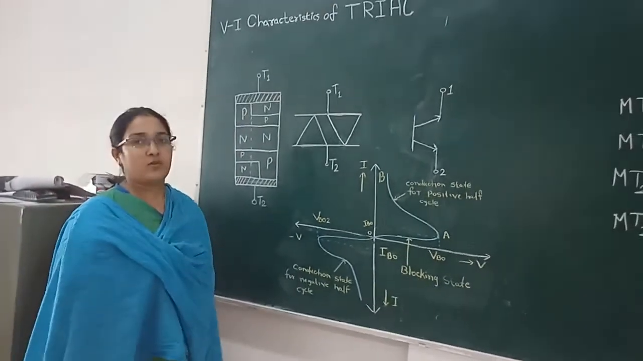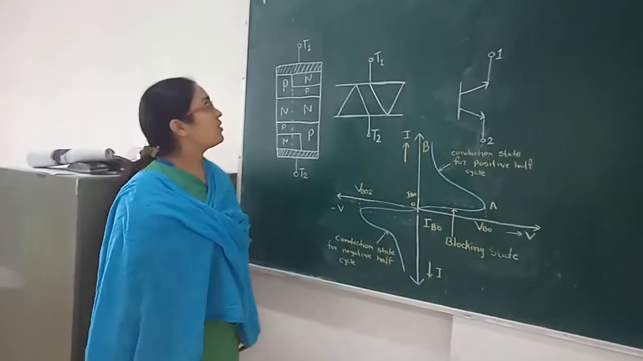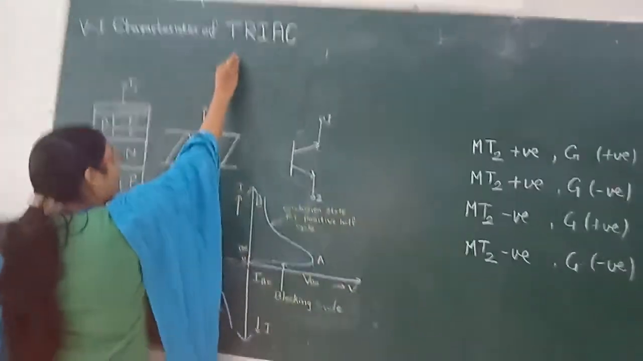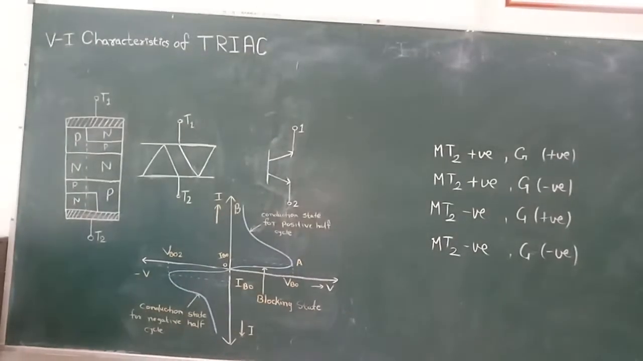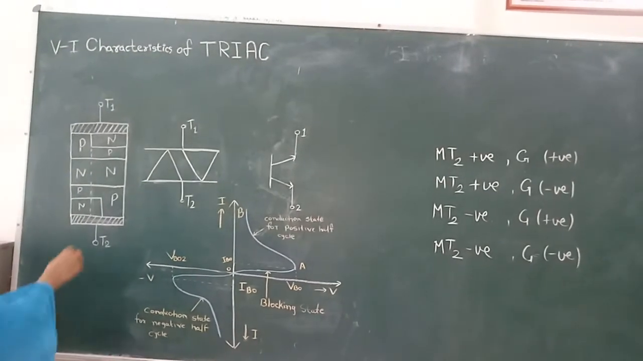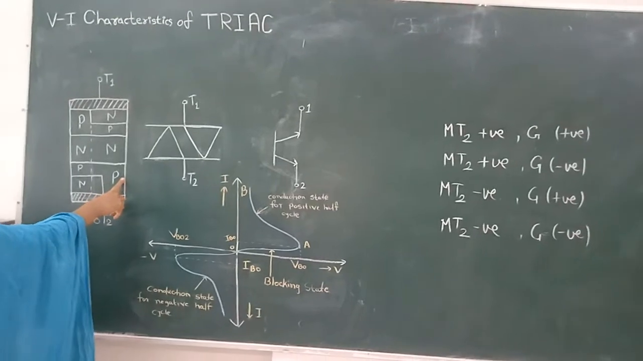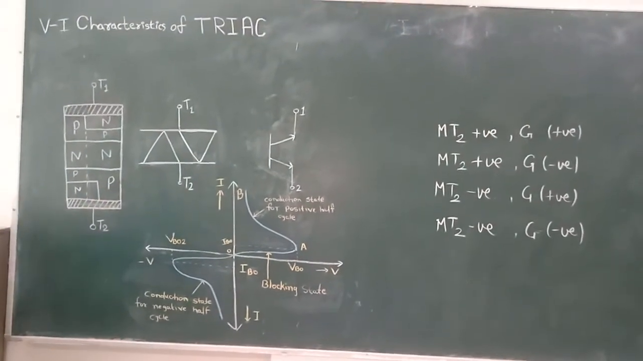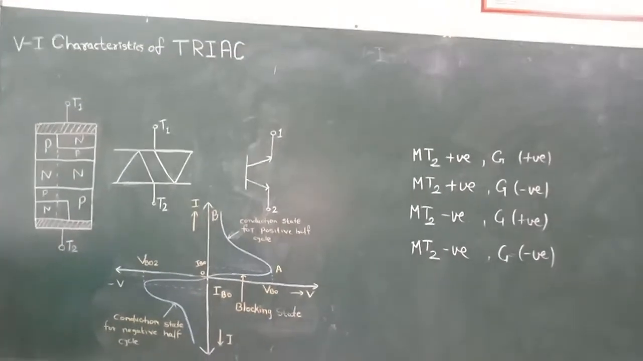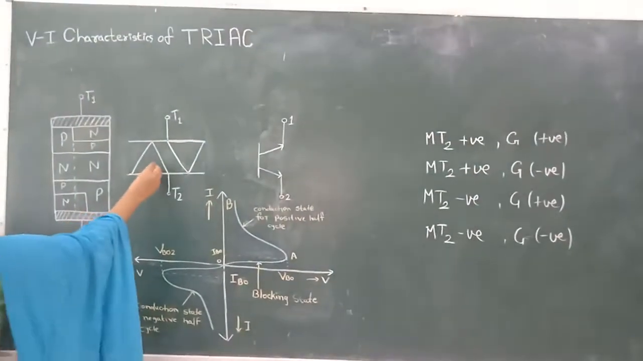Hello everyone, today we are going to see how to plot the VI characteristic of a triac. As we know, triac is a triode AC. It is a member of the thyristor family and consists of a pair of anti-parallel SCRs.